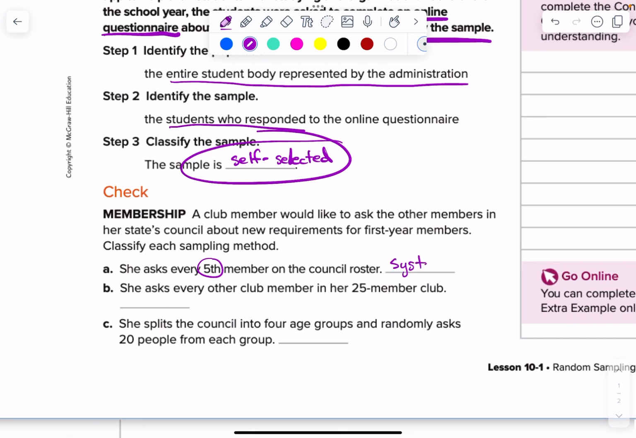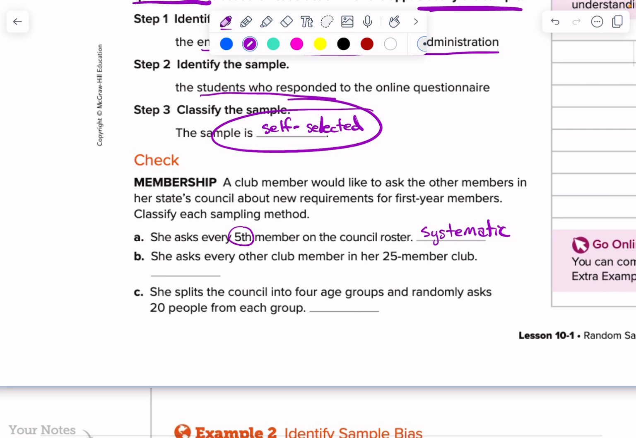So systematic, okay? She asks every other club member in her 25-member club, every other member. That would be like every 2nd member, okay? That also is going to be systematic, okay? It's every other club member, so that's like every 2nd person. You skip one, you go to the next one. Skip one, go to the next one, okay?